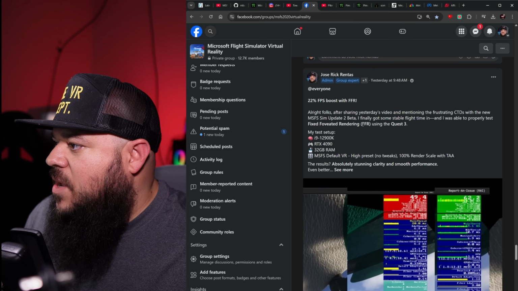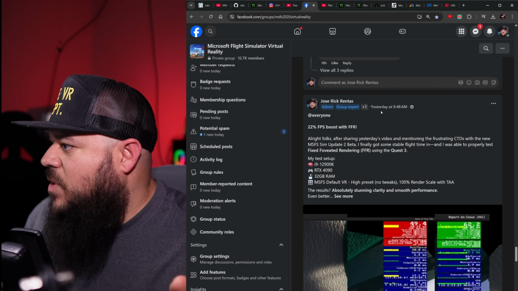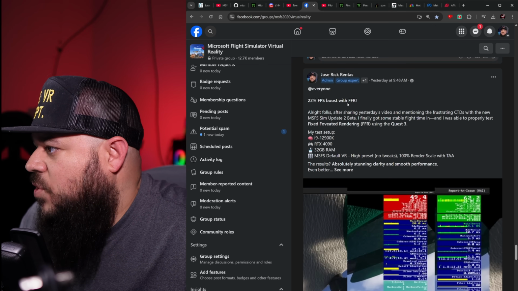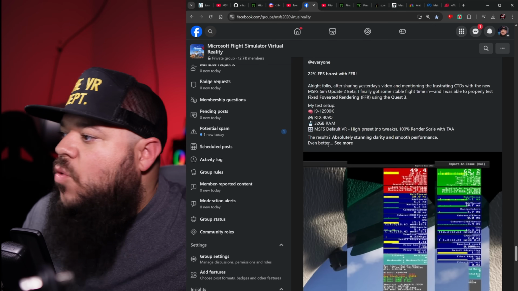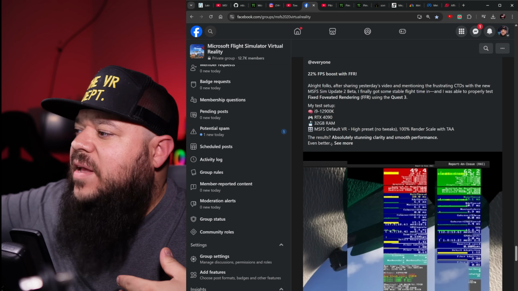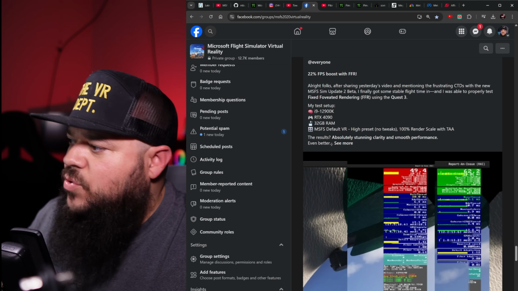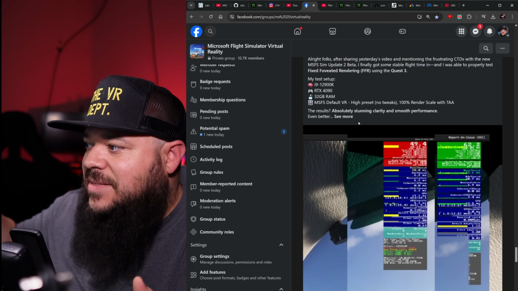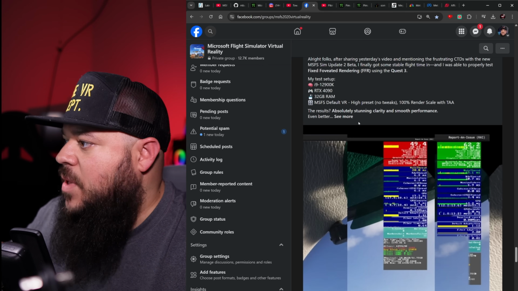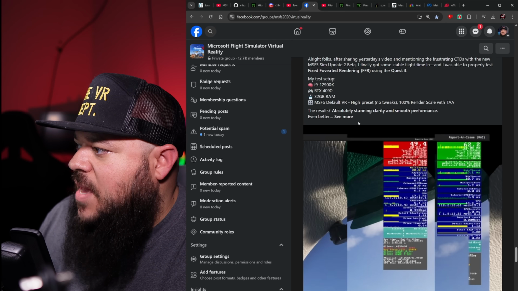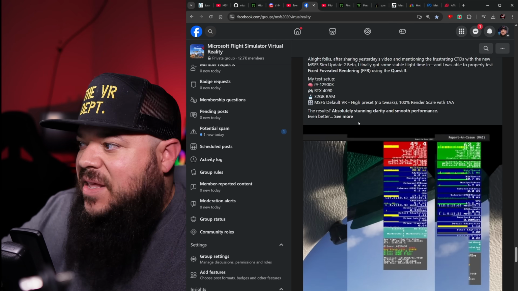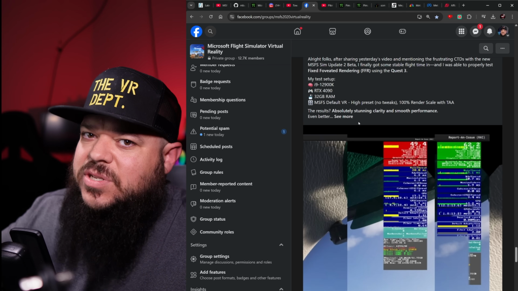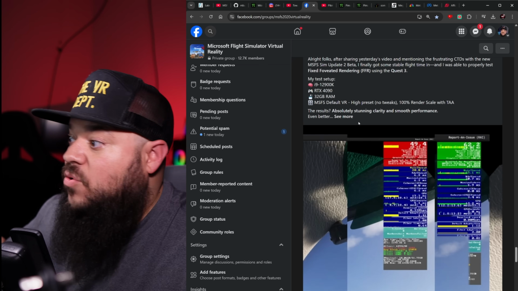Now, I'm going to recap here. This was from, I think, yesterday, 9:40 a.m. 22% boost with fixed foveated rendering. This was with a 12900K. Again, this is my computer: 12900K, RTX 4090, 32 gigs of RAM, Quest 3, running Microsoft Flight Simulator, preset set to high with no tweaks. 100% render scale with TAA, meaning you can run NVIDIA DLSS, which improves it even more. But I was trying to go for just a high level of clarity, and I was blown away.